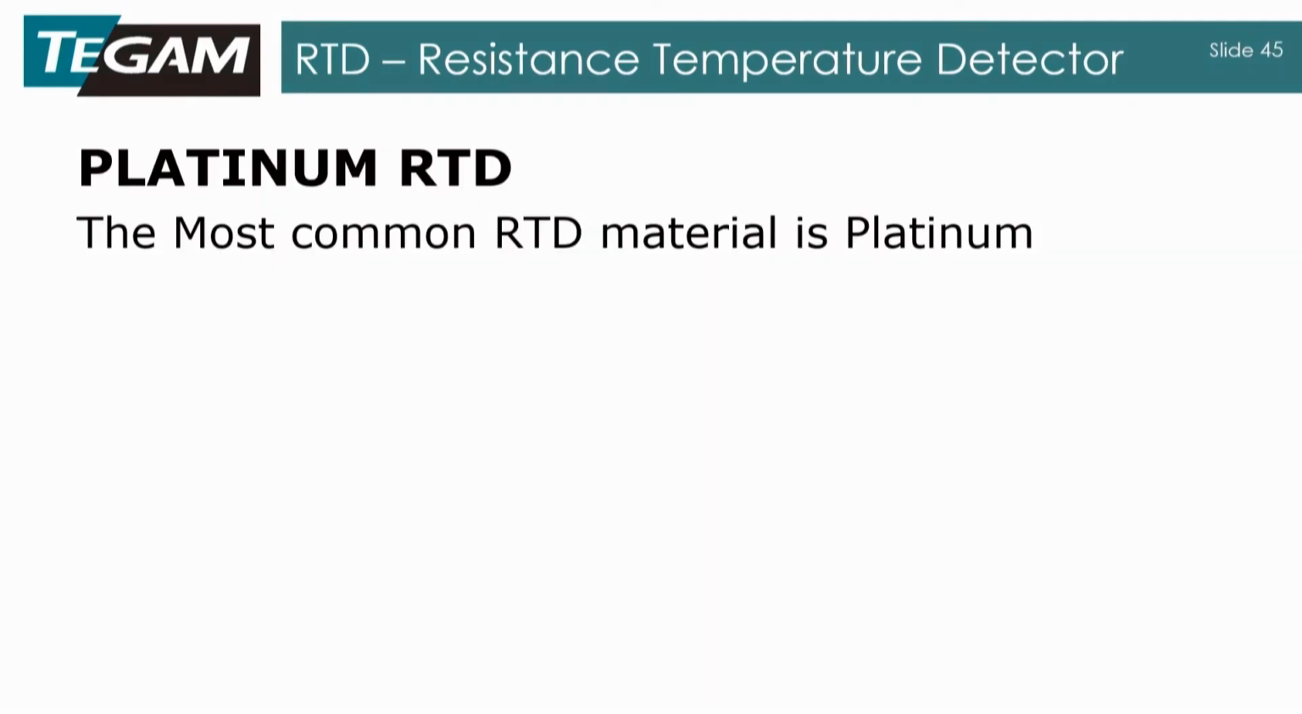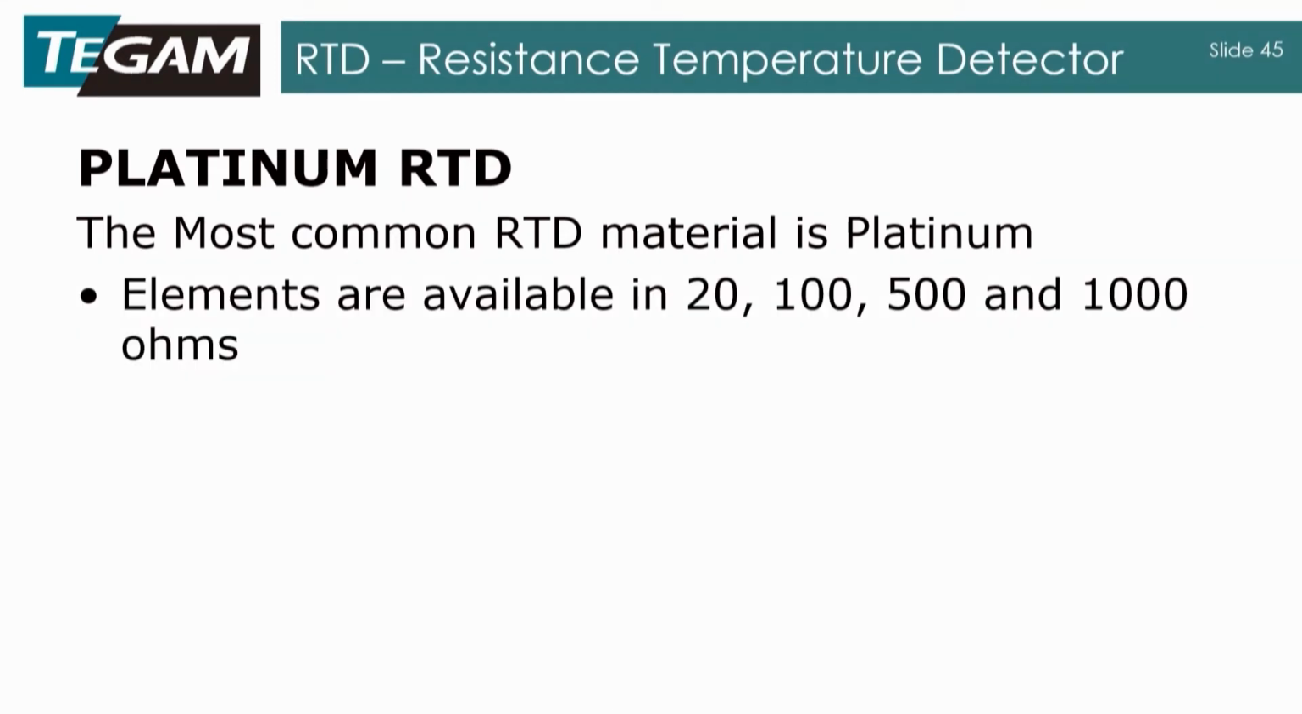And we'll start here with platinum. This is the most common RTD material. And as I mentioned, the elements are available in 20, 100, 500, and 1,000 ohms. And this number is its resistance at 0 degrees C.